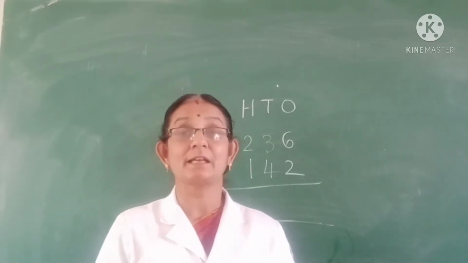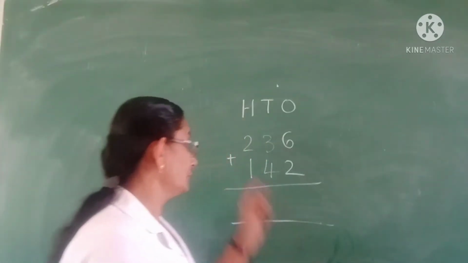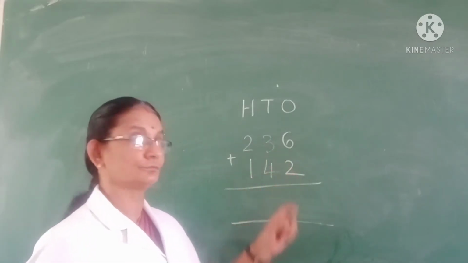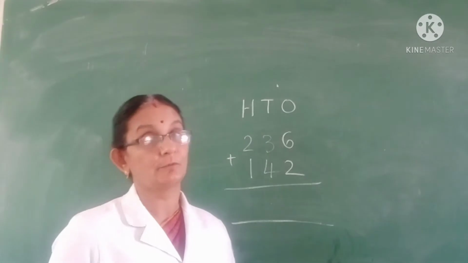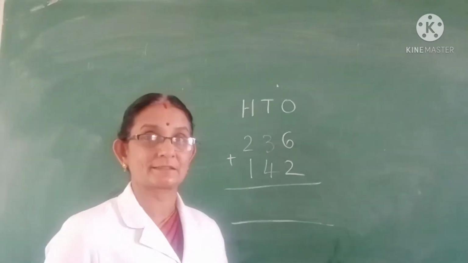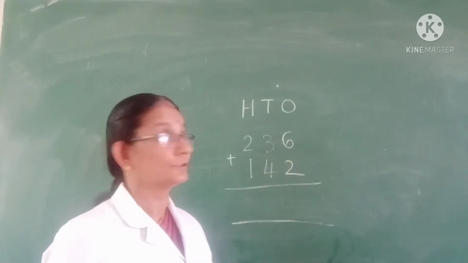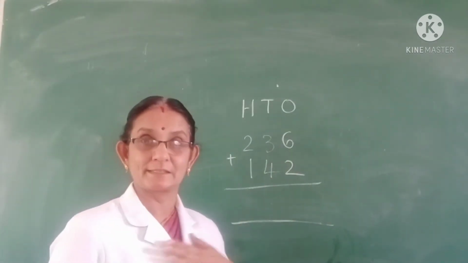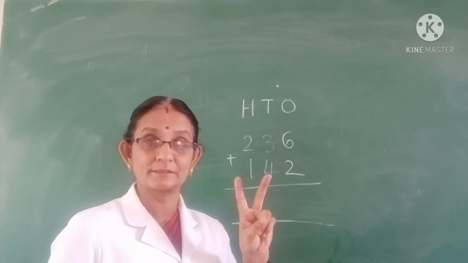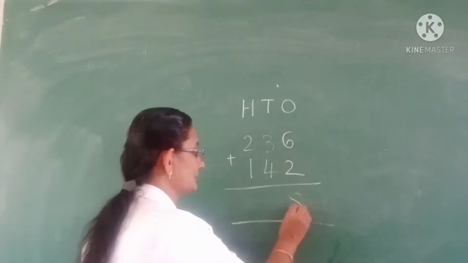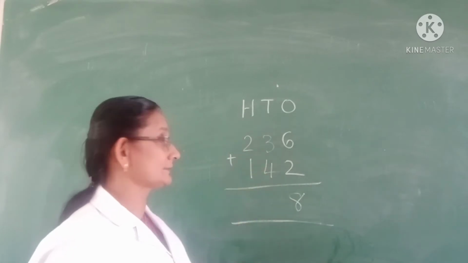So children, let us add the 3-digit number 236 with 142. Do you remember what we have to do first? Yes, first we have to add the digits in the ones place. So what is 6 plus 2? 6 in mind and 2 in hand. After 6, 7, 8.